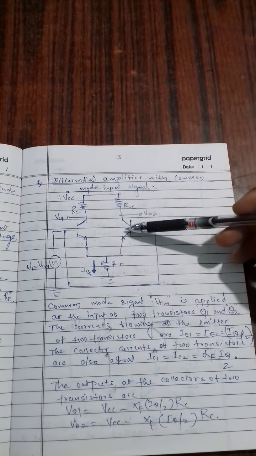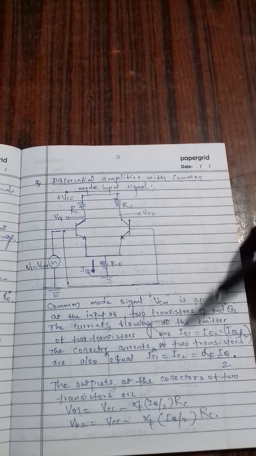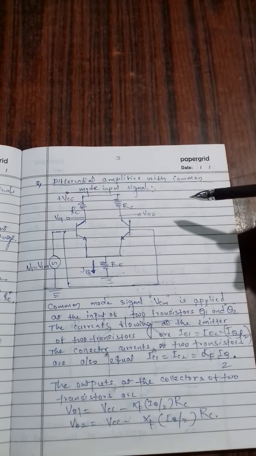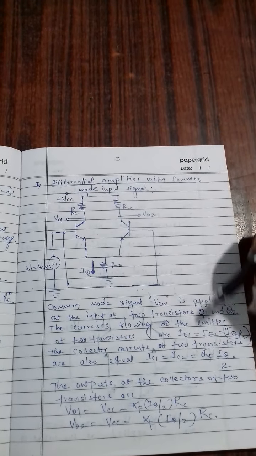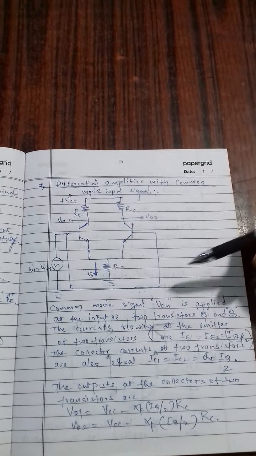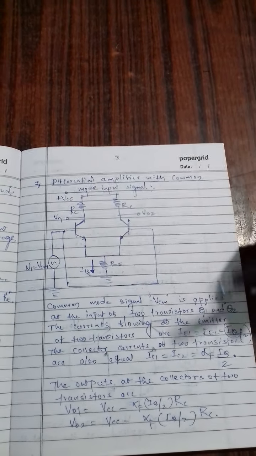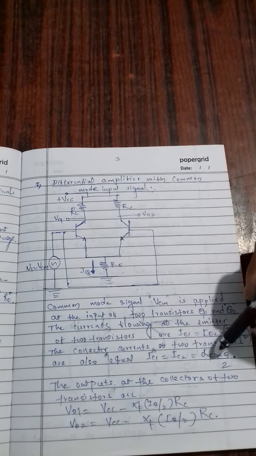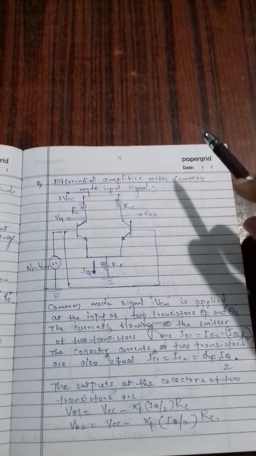Another parameter of the transistor is the common emitter current gain, that is beta. Beta is IC upon IB, so that IC is equal to beta IB. That is the common emitter current gain. Alpha is the common base current gain, and alpha is always less than or equal to unity, but beta is always greater than unity.